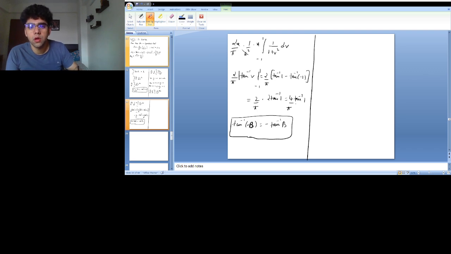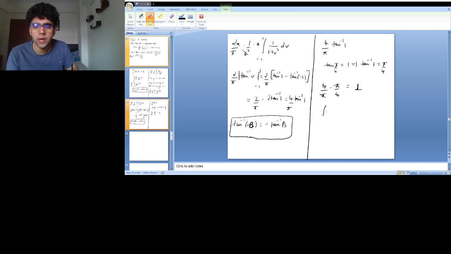Right, so now this is 4 upon pi tan inverse 1. Now we know that tan pi by 4 is equal to 1. This implies that tan inverse 1 is equal to pi by 4. Therefore 4 upon pi into pi by 4, cancelling all of this gives me 1. So my integral of fx dx with limits minus a to a gives me 1. This means that this is a valid PDF, and we can proceed.